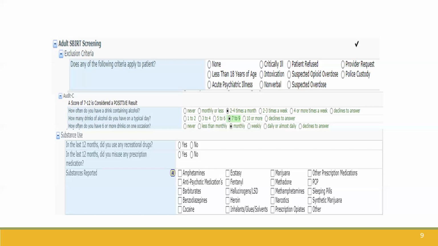If the patient does not meet any of the exclusion criteria, then the nurse will proceed with asking the 3 audit C questions and 2 drug use questions you see below the exclusion criteria. If a patient screens positive, they will have a peer recovery coach come into the room to speak with them about their substance use. A peer recovery coach is someone who is in long-term recovery and they have lived experience with alcohol and drug use.